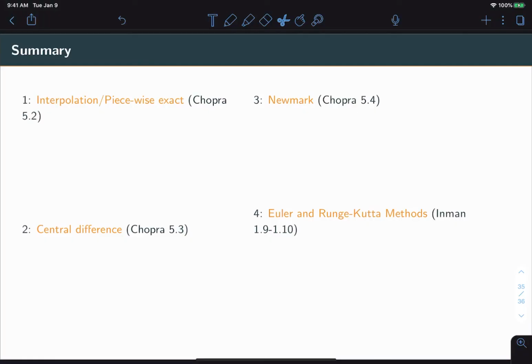All right, so let's summarize everything we've learned so far in one quick slide. We looked at 4 primary classes of numerical methods for estimating dynamic responses. The first was the interpolation or piecewise exact method. The principal assumption here is that the force is a linear function between time intervals.